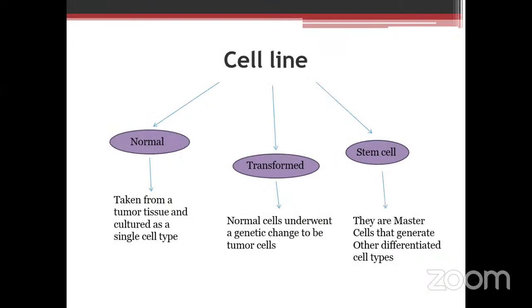Cell lines are of three types: normal, transformed, and stem cell. Normal ones are taken directly from the tumor tissue and cultured as a single cell type. Transformed means the normal cells, not tumor cells, underwent some genetic change to form a tumor. Then stem cells. Yesterday we discussed the whole class about stem cells. Stem cells are the master cells that generate different types of other cell types.